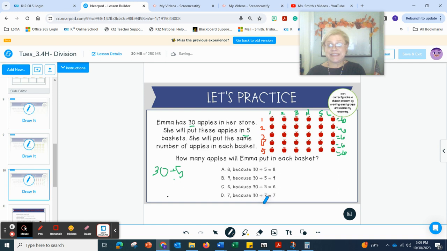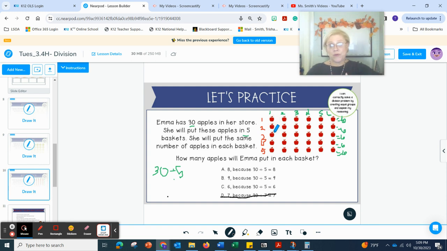Correct. It is D, because it's 30 divided by 7. We don't have 7 baskets. We have 5. So we can go ahead and get rid of answer choice D. Now we only have 3 to look at. A lot better. Now, each of those are 30 divided by 5.